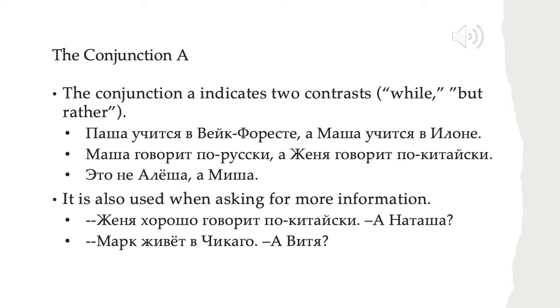Or, for example, Маша говорит по-русски, а Женя говорит по-китайски. Masha speaks Russian, while Zhenya speaks Chinese. And in English, that conjunction could be translated as while, also and or but. But in Russian, we always use а. And again, notice we have two contrasts. We have the two different subjects, Masha and Zhenya, and then the two different things that they do, по-русски, по-китайски.